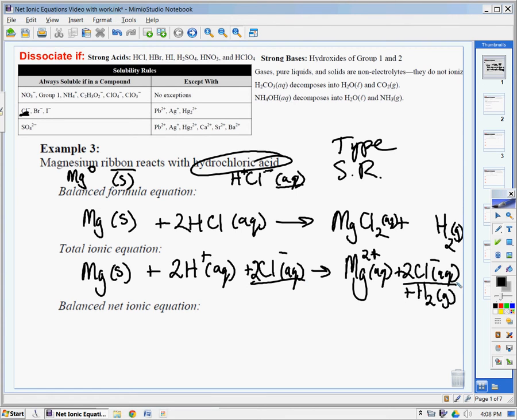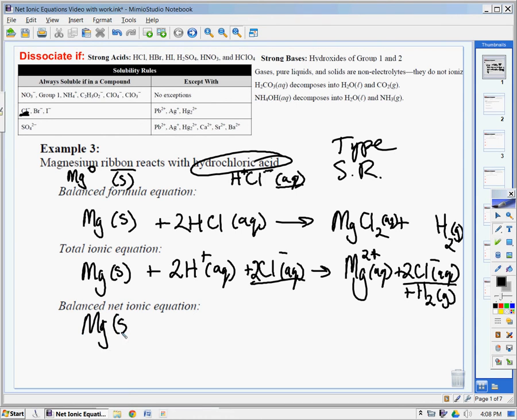All right, you might notice that on the 2 sides of the equation, the 2 chlorides are hanging out on both sides, so they're not going to show up in the net ionic equation. However, the magnesium and the hydrogen will. The magnesium will because it's changing charge and changing state. It's turning from solid to aqueous. The hydrogen will because it's changing charge and changing state as well. It had a 1+ charge, and now it's going to become neutral after the reaction's over.